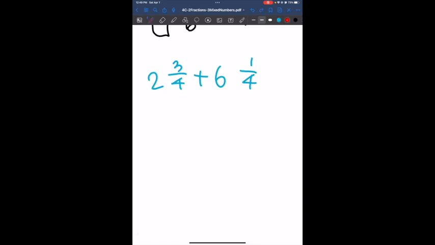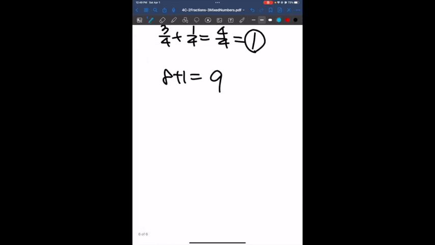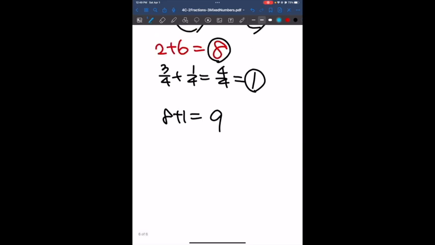So we're going to consider 2 and 6 separately from 3/4 and 1/4. And so 6 and 2 are whole numbers, so we're going to add those together. So we have 8 for whole numbers. Then for fractions, we have 3/4 and 1/4, and when we add them together, it's going to be 1. And then we add the sum of the whole numbers and the sum of the fractions, and so we get our final sum.